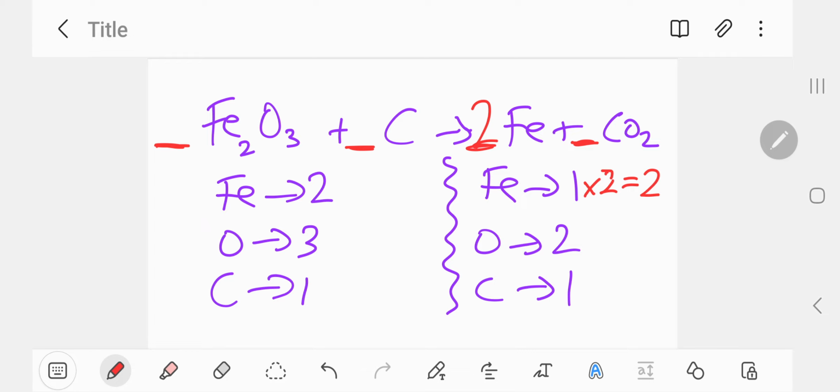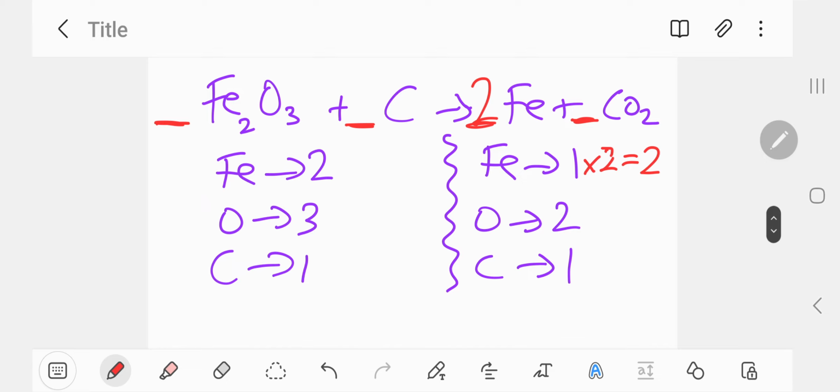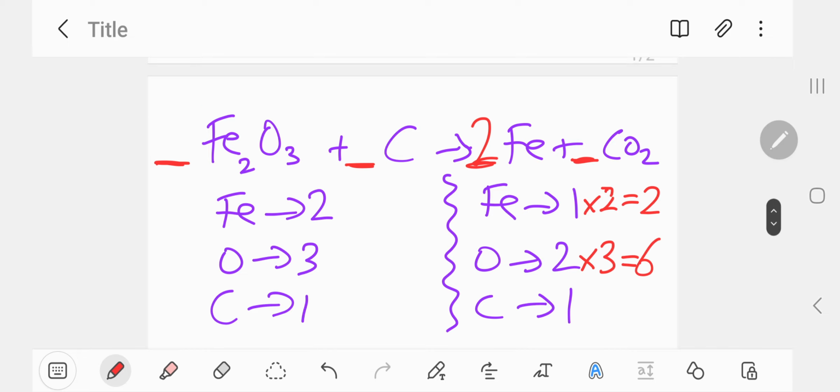Oxygen now. Whenever you get something like this, you've got 3 here and 2 here, use the least common multiple between the two numbers. In other words, what divides into both numbers? Well, it's 6, right? So to get 6 on the right-hand side, we multiply this by 3, and we get 6. So to have 6 oxygens on the right, we put a 3 here, because 3 times 2 is 6.